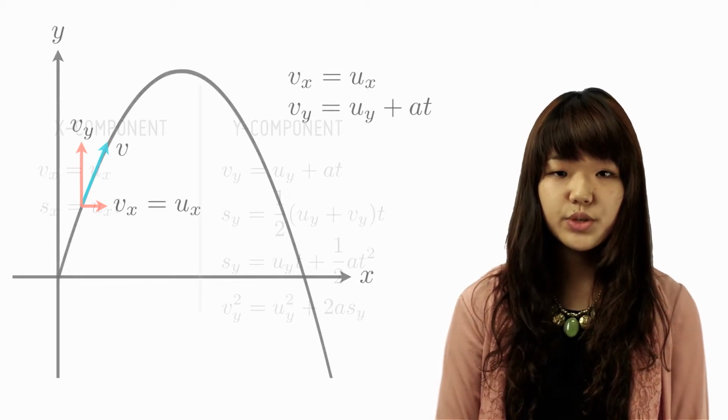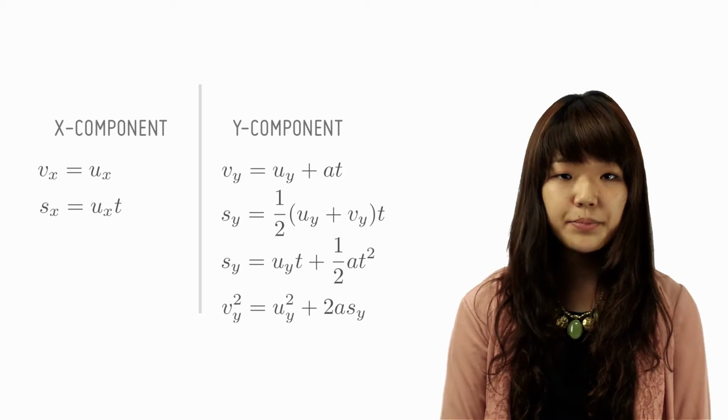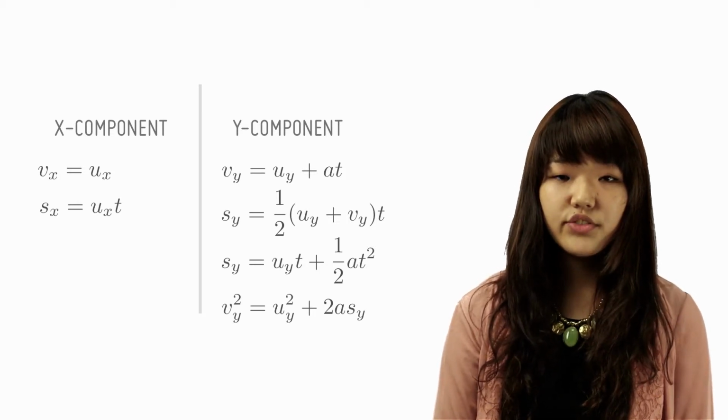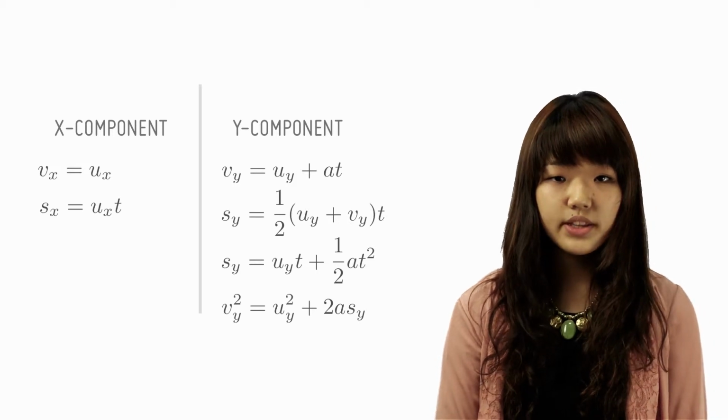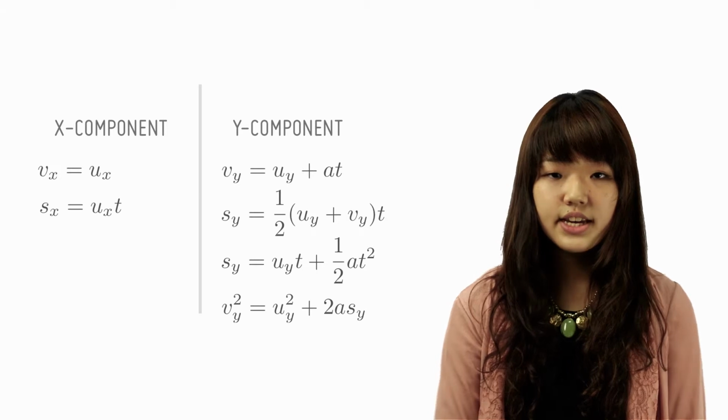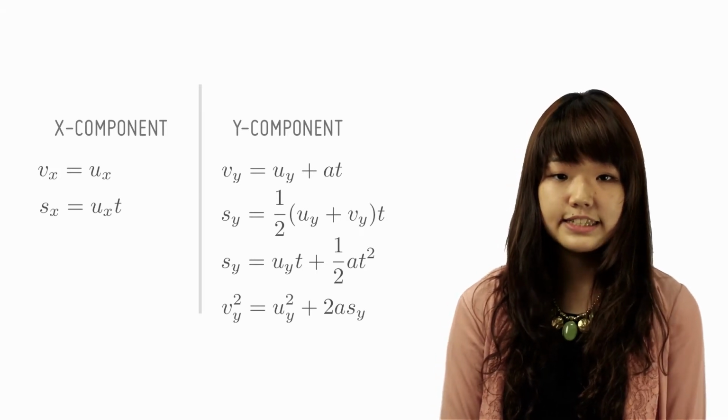So here are the equations which are applicable. For the y component, all the four kinematics equations remain the same, but for the x component, you realize that vx equals ux no matter what point it is, and sx, which is the horizontal range it covers, is equal to ux multiplied by t.